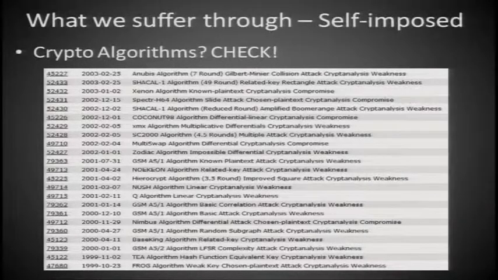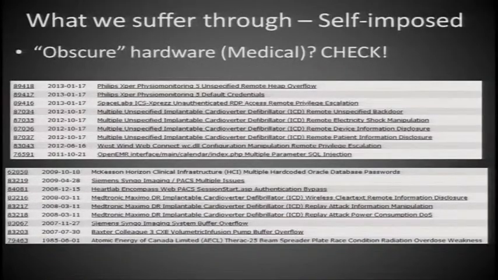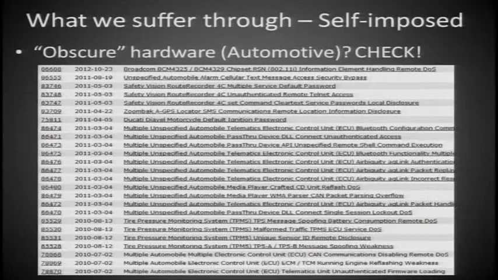So I said, let's track all the crypto algorithms that have ever been broken. Yep, we got those. How about obscure hardware like medical stuff? No one uses it, right? We don't care about vulnerabilities in that. Go find these entries in any other database. You'll find a couple. Automotive, we don't care if your car just suddenly locks up and the brakes quit working, right? Yeah, we do. We care about that.